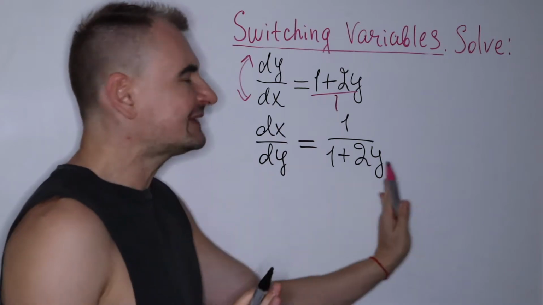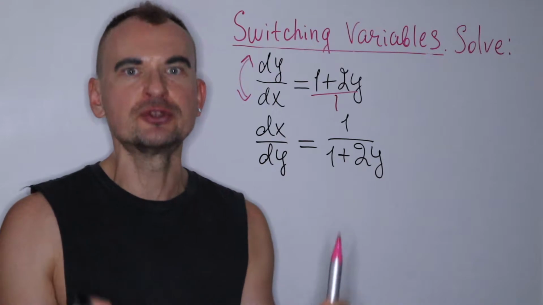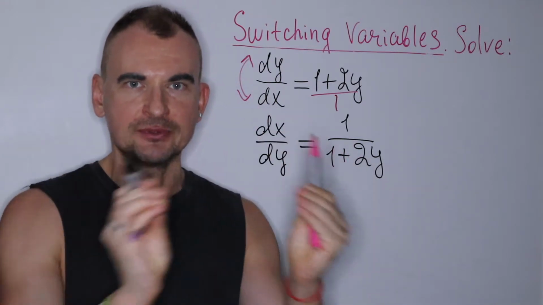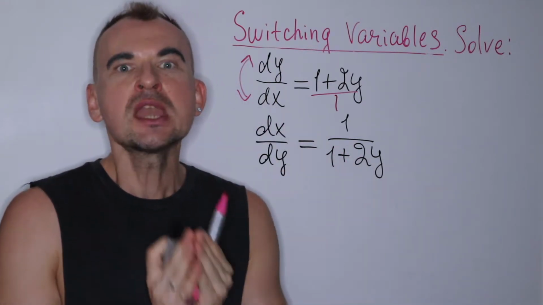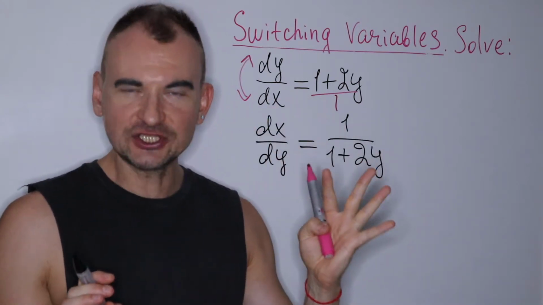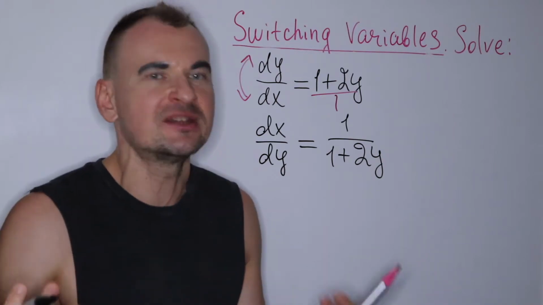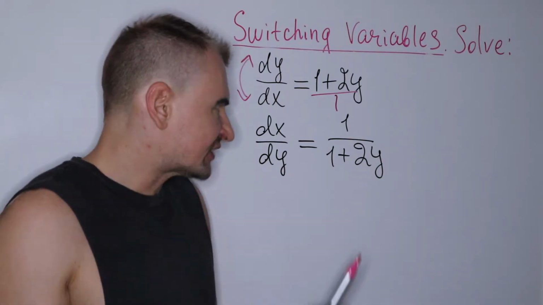Now, at this point, you want to separate the variables. So you want to split it up. You want to break it down somehow in order to get y terms on the left side and x terms on the right side, including dx.